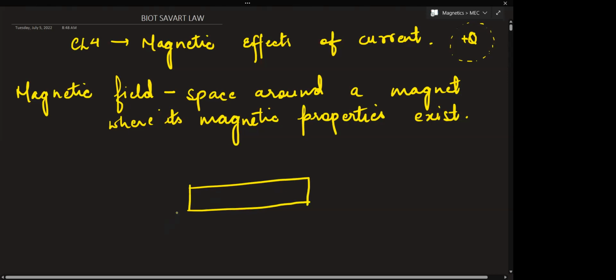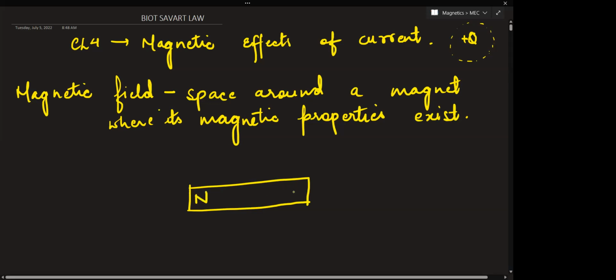In charges, you have always heard of a monopole. Plus Q charge exists, minus Q charge exists independently of each other. We can have a positive Q charge placed, so it will exist. So monopoles do exist in case of charge. But in case of magnets, monopoles do not exist. Magnets do not have monopoles.